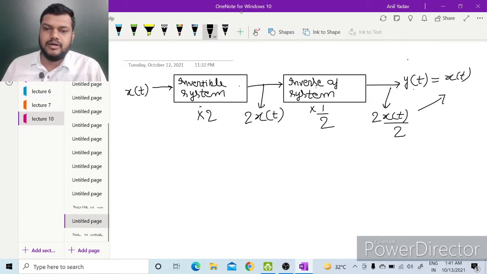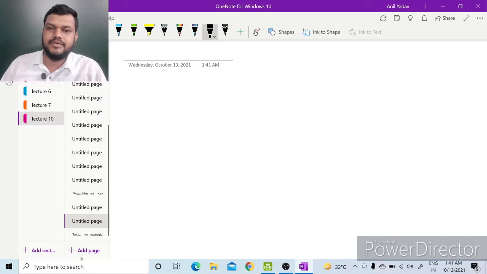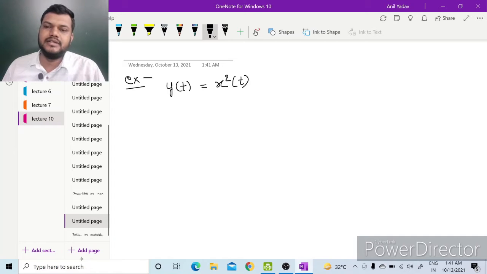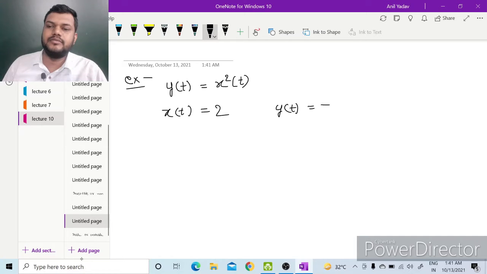So how we will find whether the given system is invertible or not, we will see with some examples. Let us say y(t) is x square of t. So we will try with different inputs. If all the inputs have distinct outputs, then the system is invertible. If any two inputs have the same output, then the system will be non-invertible. So let us say we put x(t) is 2. Then y(t) will be 4, x square of t. Let us say x(t) is minus 2. Then y(t) is again 4.